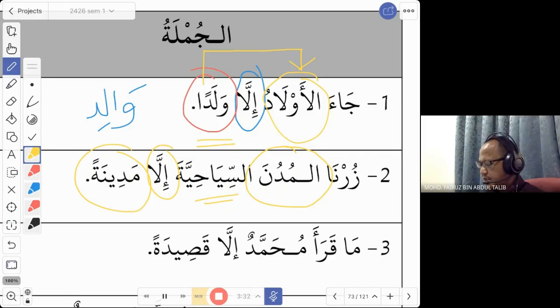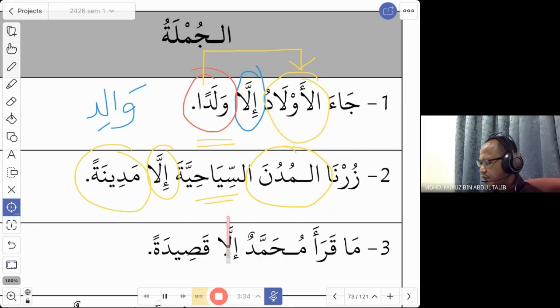Why? Because this madinah is excluded from the word mudun. Siyahiyah is just an adjective to the word mudun. So this has nothing to do with istisna or mustasna minhu. Even if you remove this, it does not affect the sentence. You still have the mustasna minhu. So mudun is the mustasna minhu. You have the three components and the sentence is musbat. So the hukum is always mansub. That is why madinatan. You cannot read other than madinatan.